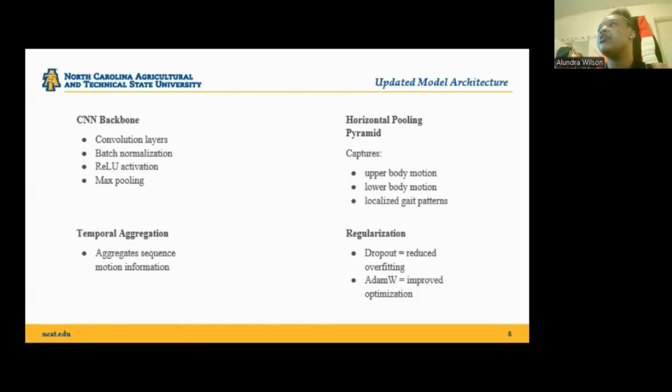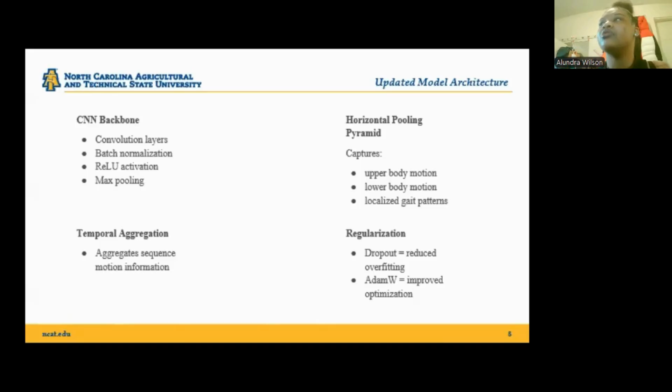The next component was the horizontal pooling pyramid, or HPP. This module divided the feature map into multiple horizontal body regions at different scales. By doing this, the model could separately analyze localized motion patterns from different body parts, such as the upper body, torso, and legs. This was especially important because different walking conditions affect different regions of the body. For example, carrying a bag may affect upper body balance, while wearing a coat changes overall silhouette shape.